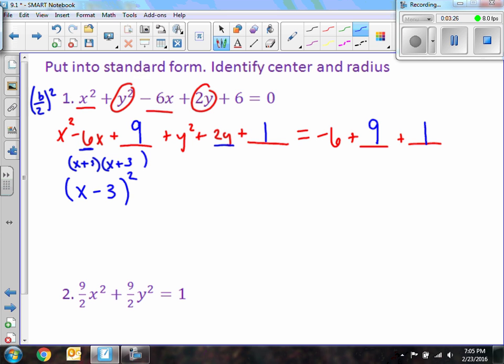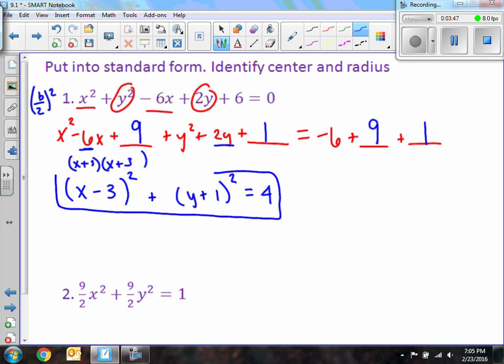Factoring here, this factors to y plus 1 quantity squared equals negative 6 plus 9 plus 1. So negative 6 plus 10, I get 4. So my equation here is x minus 3 squared plus y plus 1 squared equals 4.